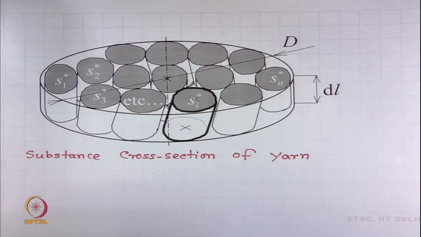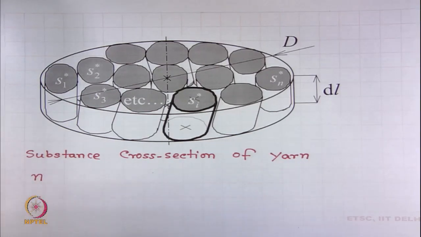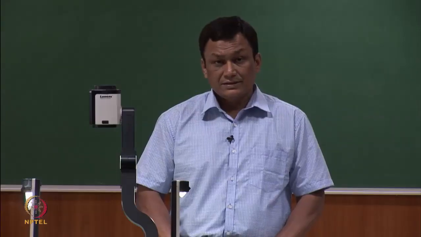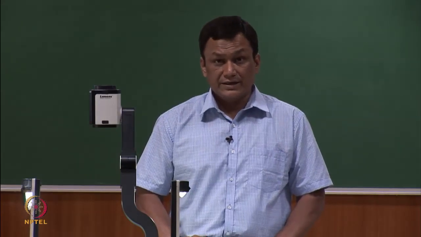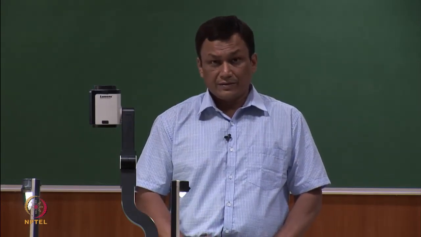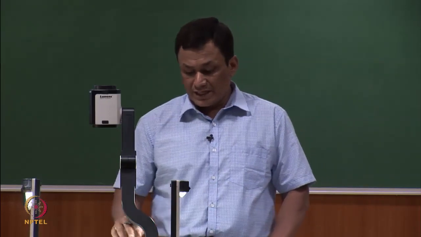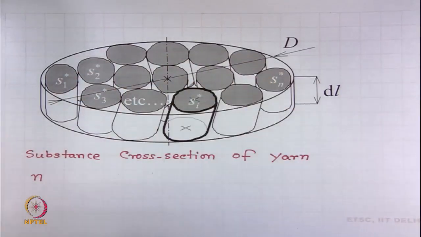What do you see in this image? There are certain fibers. Let us assume n number of fibers. Each fiber has a sectional area. Remember, it is not the cross sectional area of the fiber. As the fibers were inclined, we cut a cross section. So, these areas, what you see, are not cross sectional areas, they are sectional areas. It creates a huge difference, you will see subsequently.